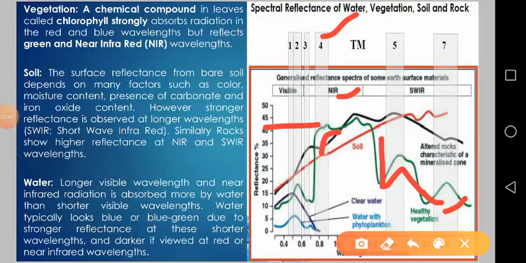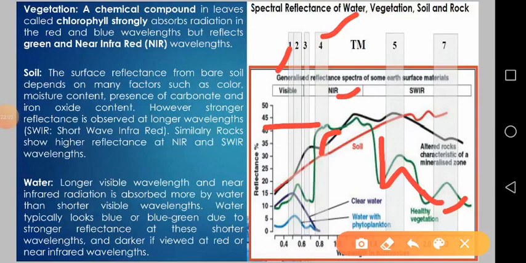Due to the lesser reflectance, if you use the visible spectrum to visualize healthy vegetation, you won't recognize it. So this is the importance of this spectral response.